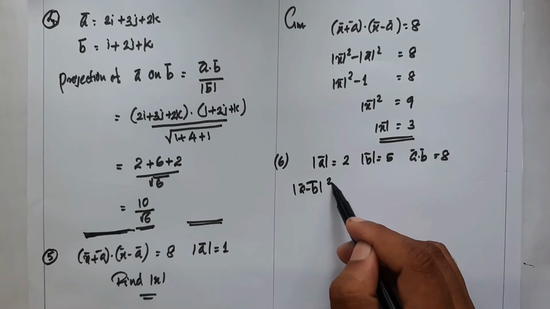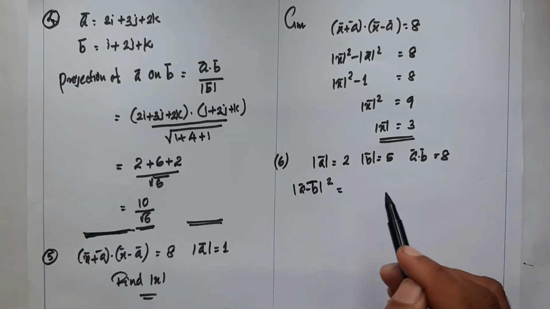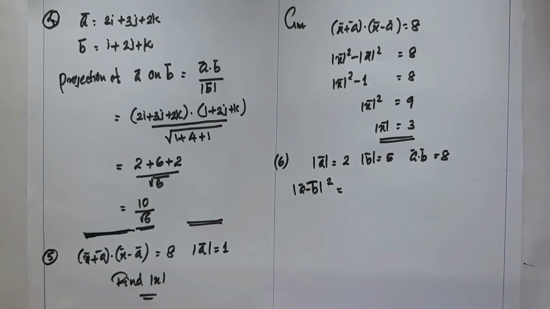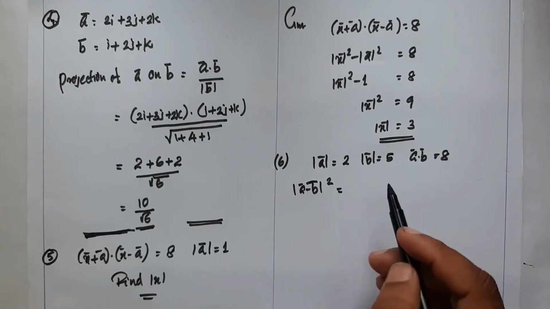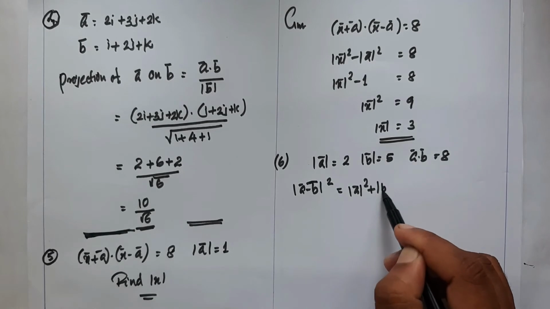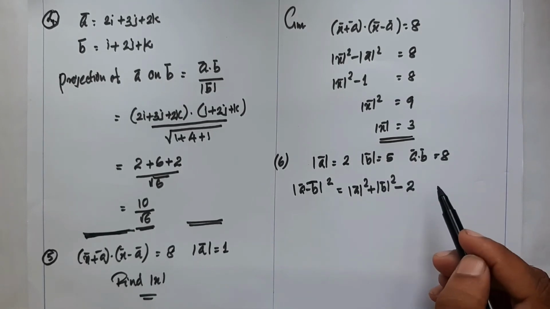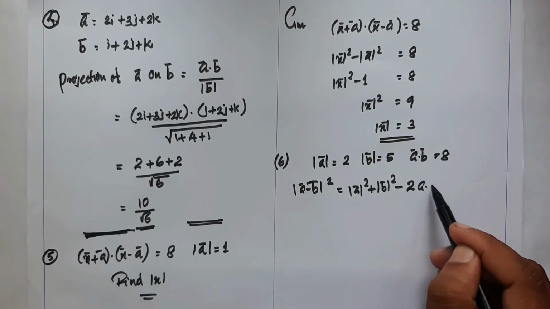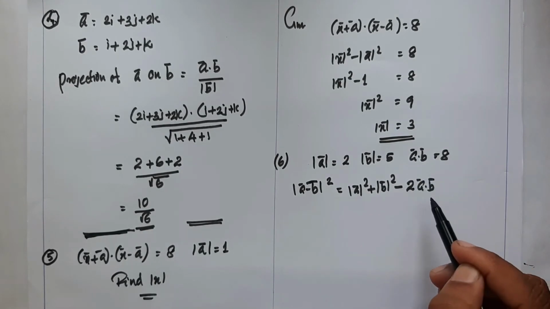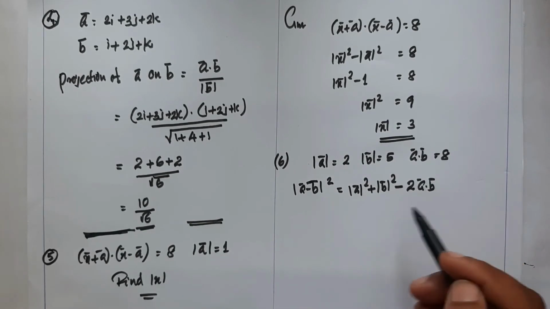So first of all, you find the square of A minus B. Here we use an identity. What is A minus B all squared? A square plus B square minus 2AB. When you take the square value, you find the modulus value, that is mod A square plus mod B square minus 2 A dot B, because it's a vector, so the dot product applies.